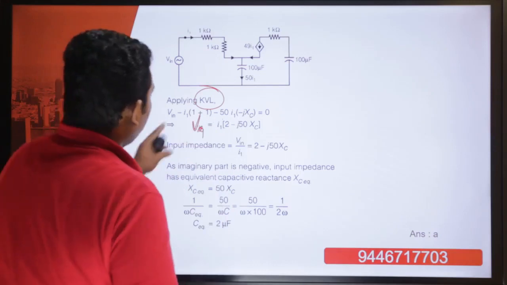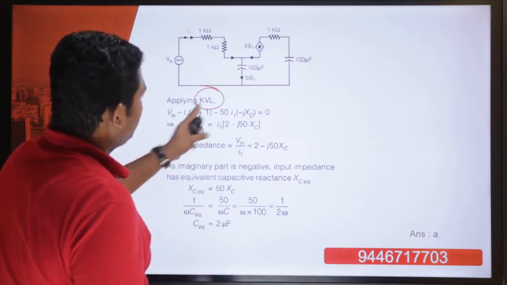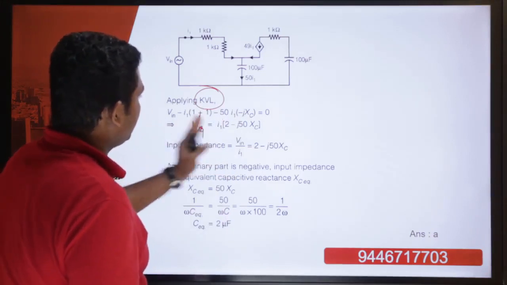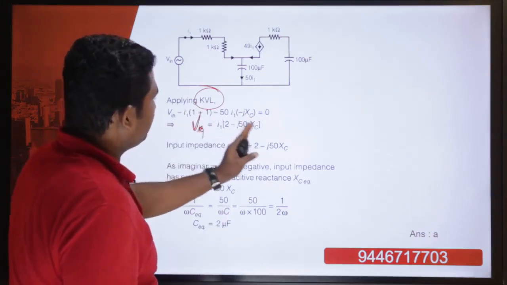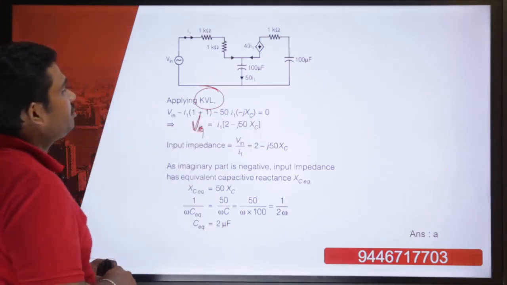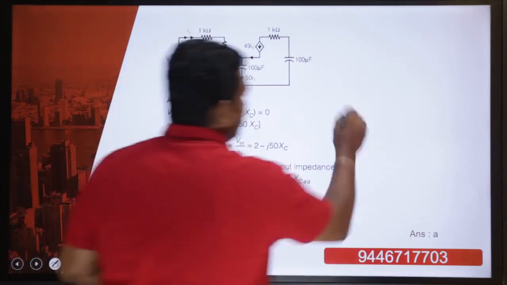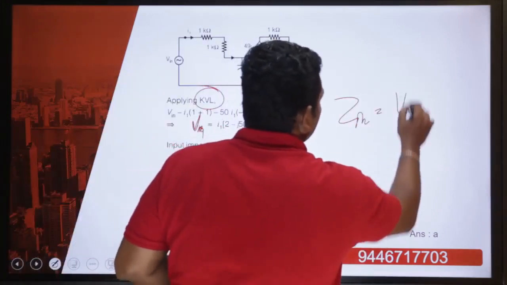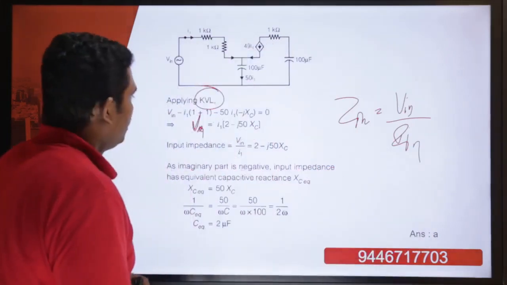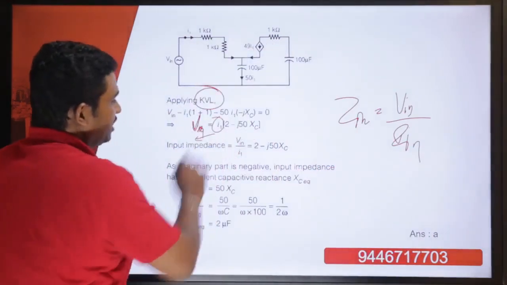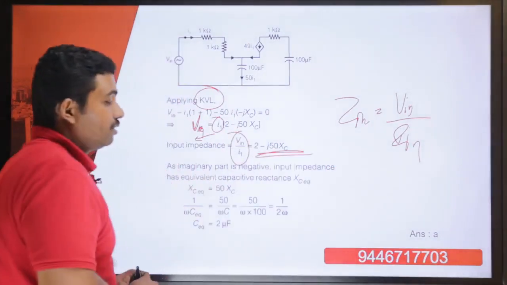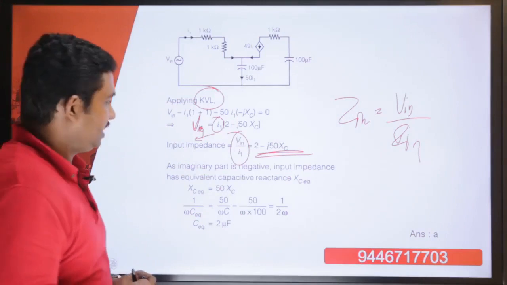So Vin is equal to this, which becomes positive on this side. I1 can be taken as common, then in the bracket you will have 2 minus j50 into Xc. So this is our Vin. And we will have to find out the input impedance. What is input impedance? Zin is Vin divided by In. So Vin by In becomes equal to 2 minus j50 Xc.